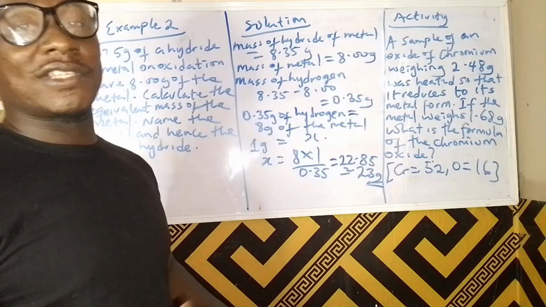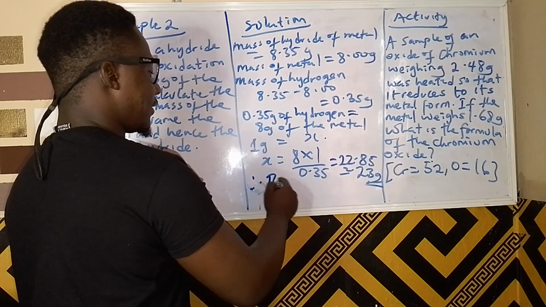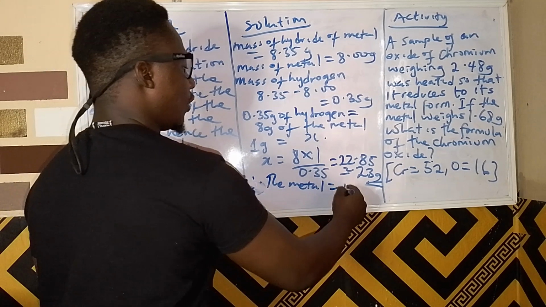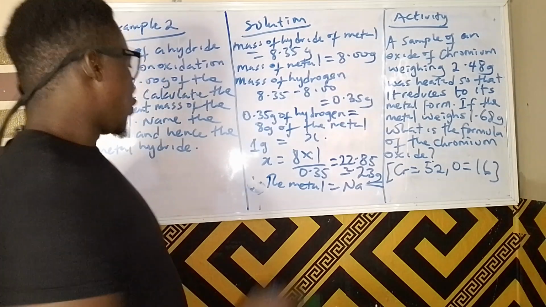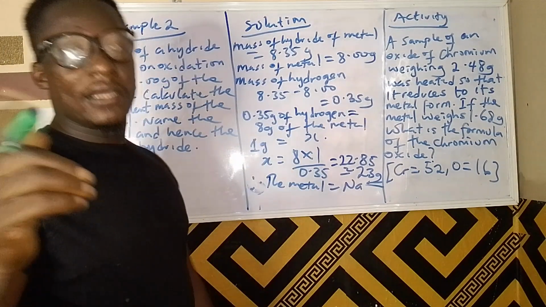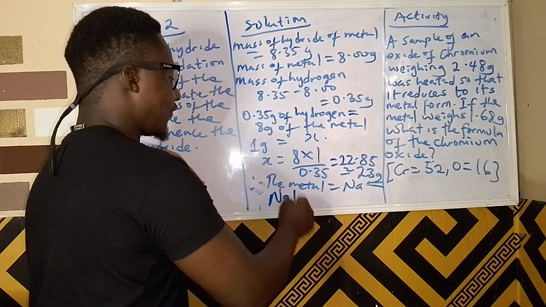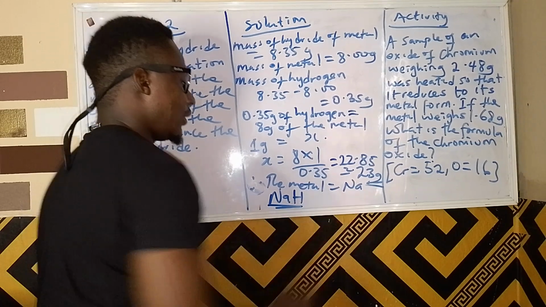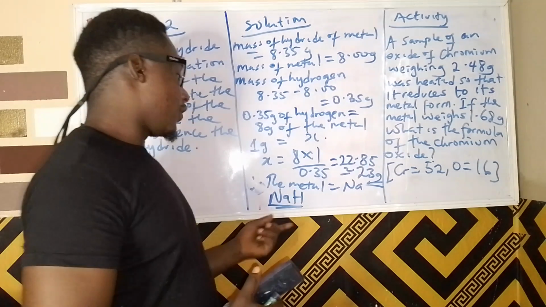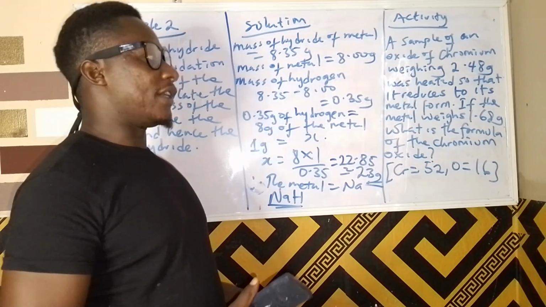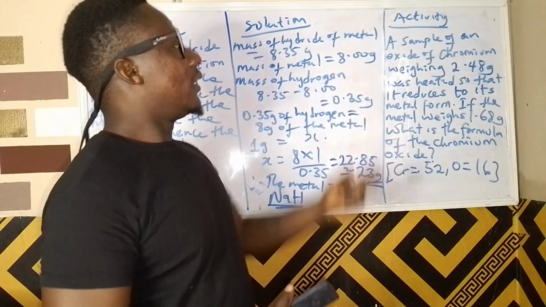Now that suggests to us that the metal is sodium. Therefore, the metal is sodium because sodium has a relative atomic mass of 23 gram. And because sodium has a valency of 1, and hydrogen also has a valency of 1, then the metal hydride will be sodium hydride, NaH. So the metal is sodium, the metal hydride is NaH. That's sodium hydride. So do well to look at this question and solve on your own.